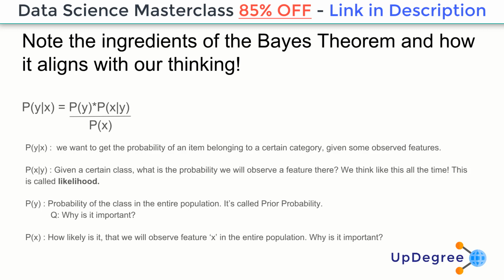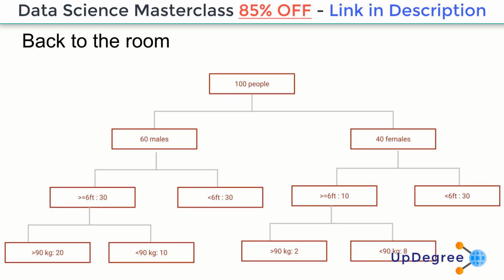So back to our example, we had a room full of 100 people and there were 60 males and 40 females. Among the 60 males, let us say there were 30 who were above 6 feet and 30 who were below 6 feet. And among those 30 who were above 6 feet, we have 20 people who are more than 90 kilos and 10 people who are less than 90 kilos.